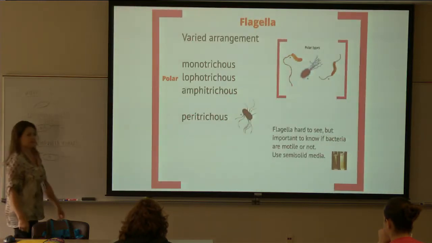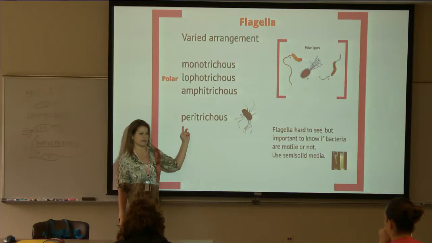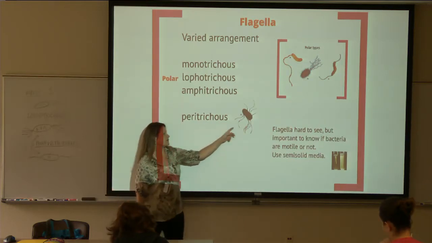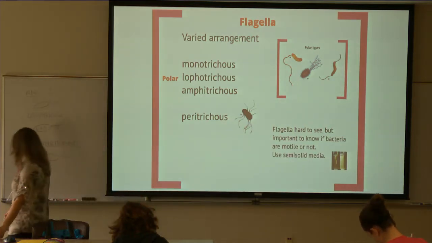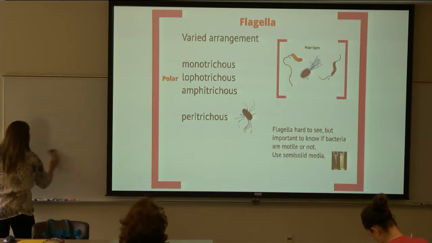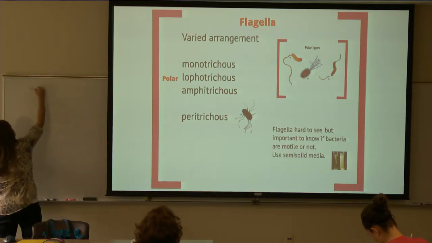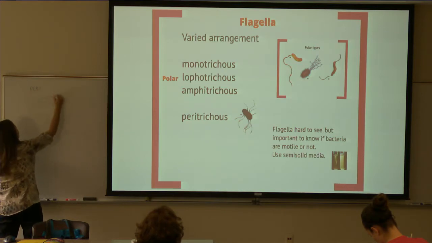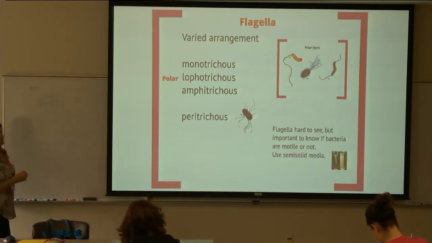Okay, last one that we have is peritrichous. Peri means to surround. So peritrichous means you have flagella all around the entire cell. Peri, I mean it's everywhere. Okay, so peritrichous, all around.